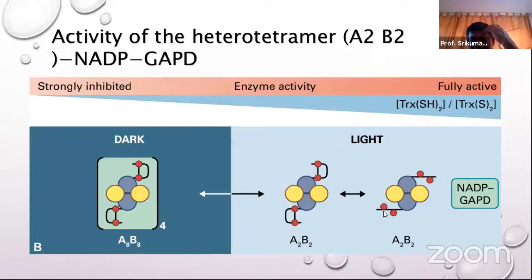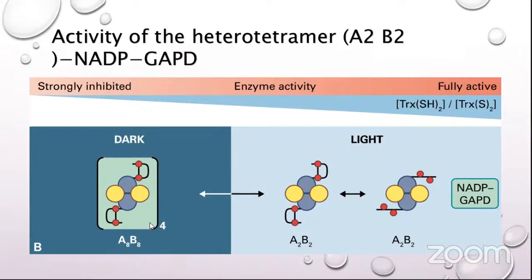So what happens in the light, that is the reducing condition, when the Ferredoxin system is activated, these cysteine residues are in the sulfhydryl form. But in the dark, the sulfhydryl groups are oxidized. So this oxidized form undergoes polymerization to form a hexadecameric structure, A8B8. So in this way, it inactivates the NADP GAPD. So in this way, these two enzymes, this NADP GAPD is also activated.